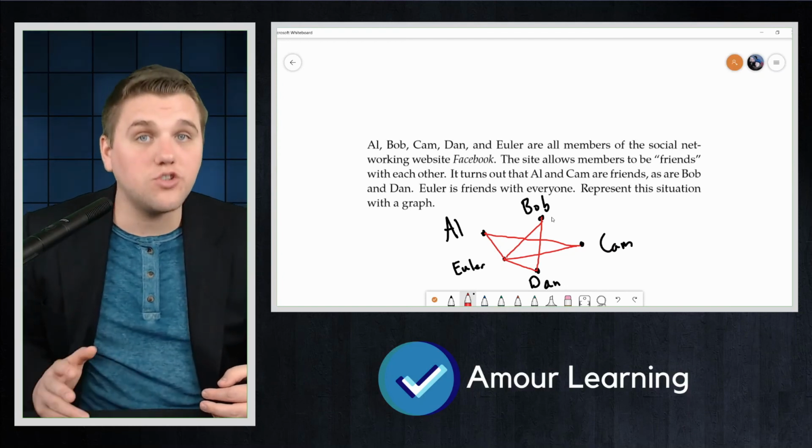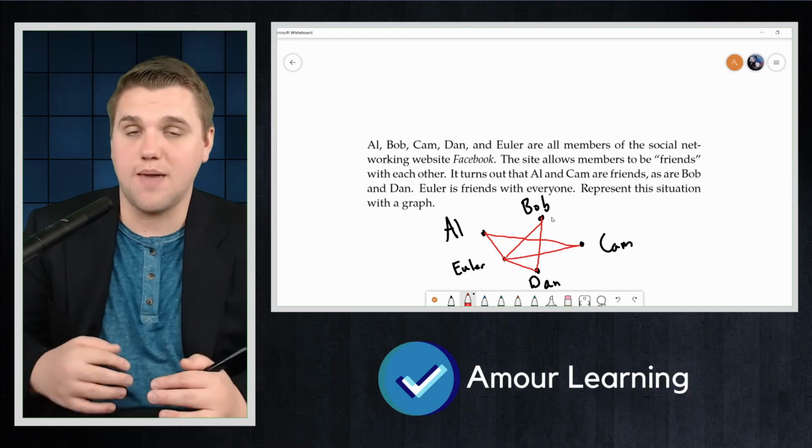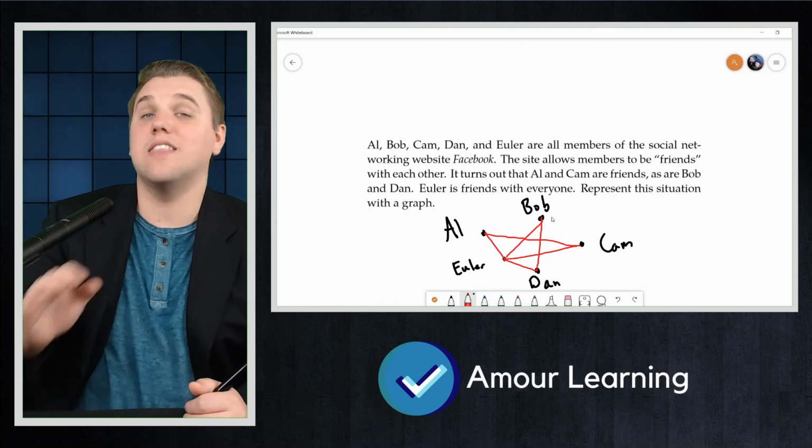Now, there are many solutions to this. There are many different ways of drawing this graph, all of which are the same, but we'll talk about that and what that means in the next lecture.